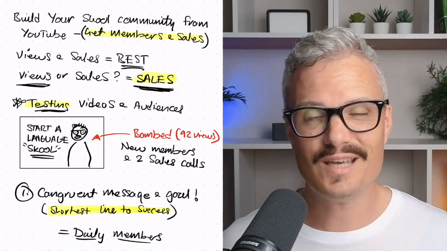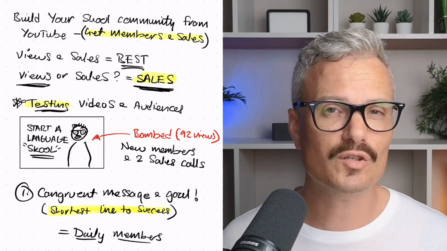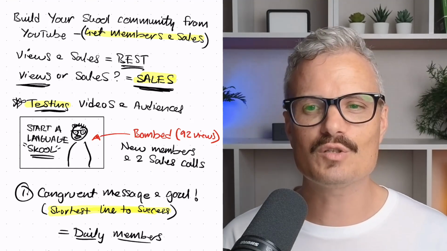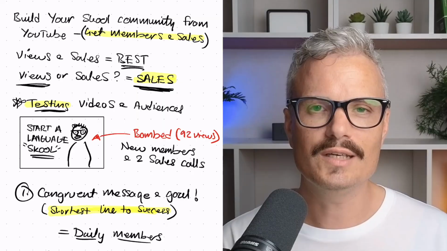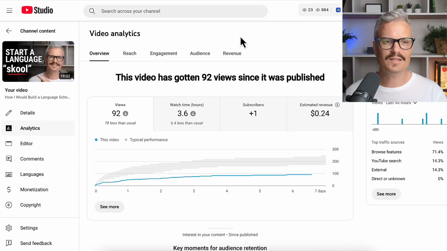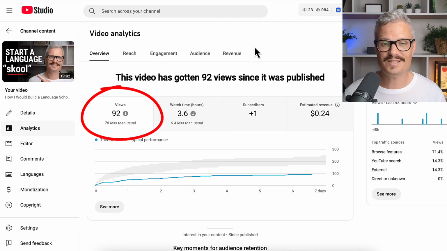But your niche, everybody's niche is different. My niche, there's not a huge amount of views. Some videos might do well, but you have to go a bit broader to be able to get that. So take this video example here. This video completely flopped. So this video got 92 views. It got 92 views, and that was basically it.